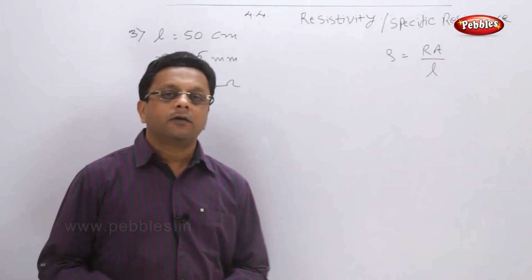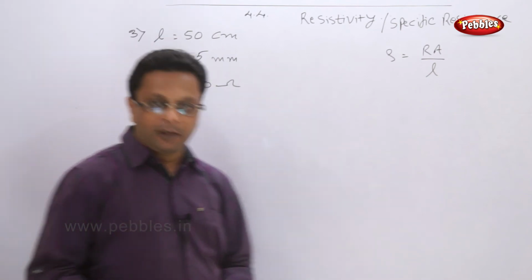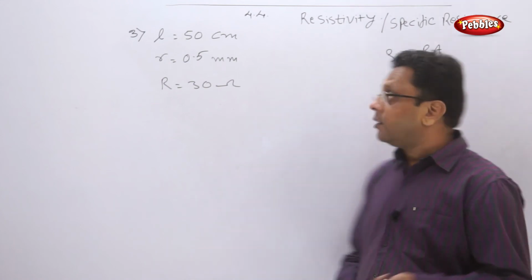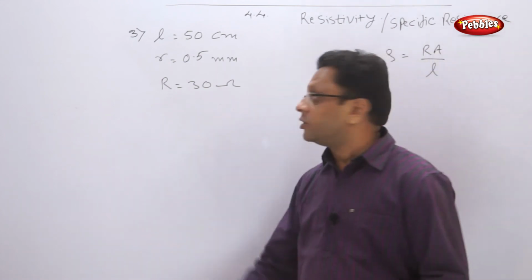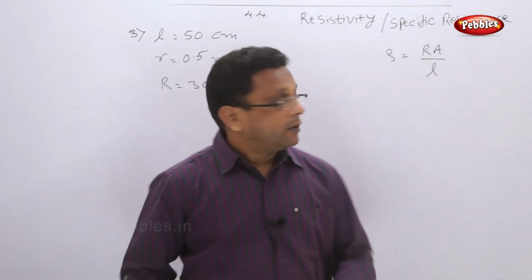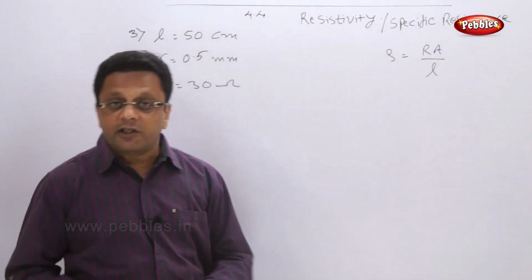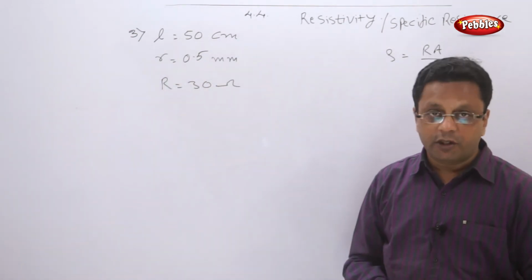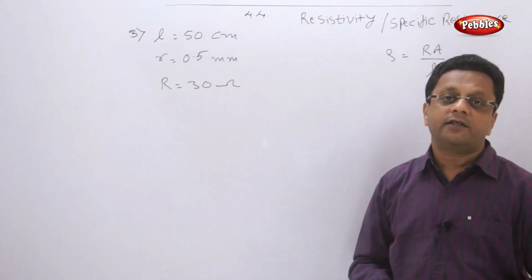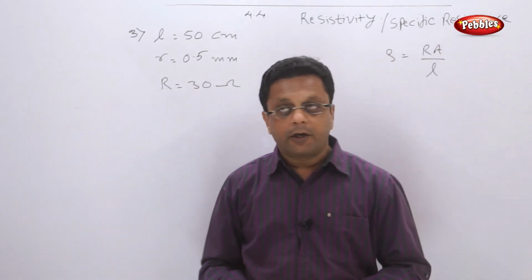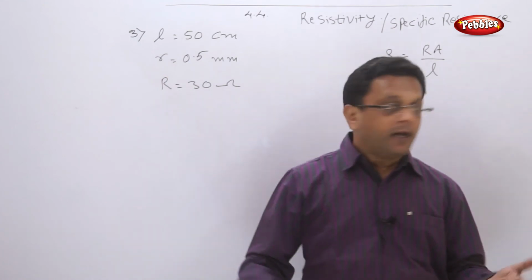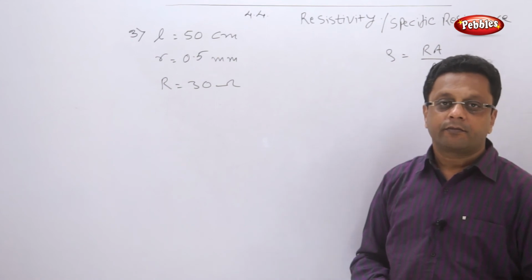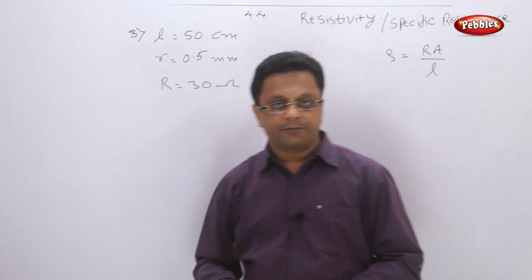How will you solve this? Very simple, just substitute, right? No. In the formula, we have resistivity equal to resistance, which is directly given, into A, that is the cross-section area. Here they have given only r. So what will be the cross-section area? Pi r square. Pi is 3.14, into r square upon L, the length, which is given as 50 centimeters. So substitute and do it.